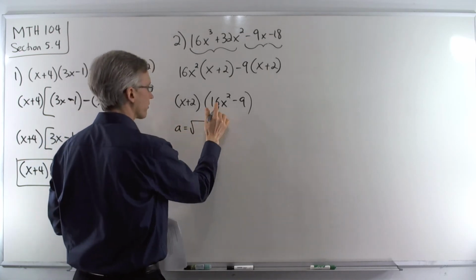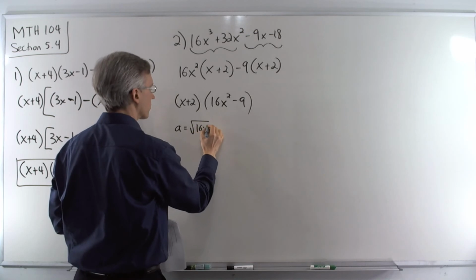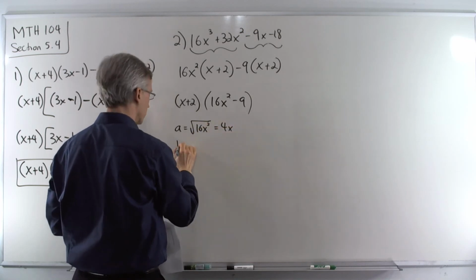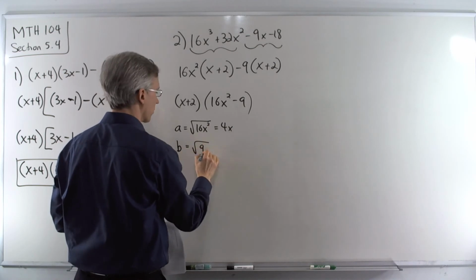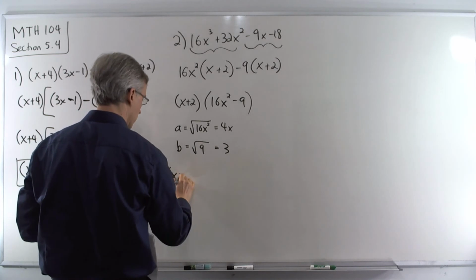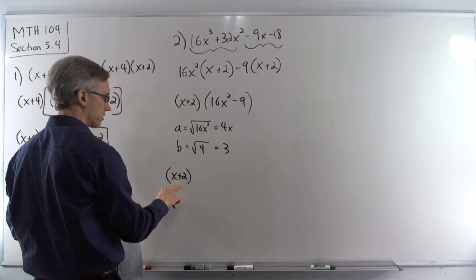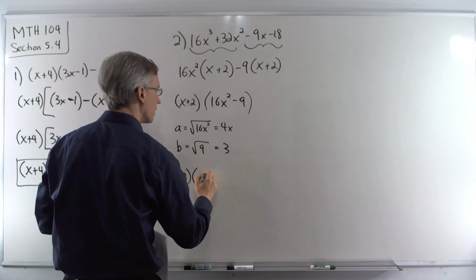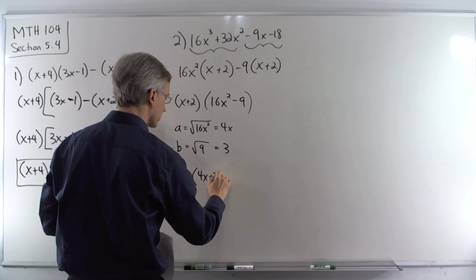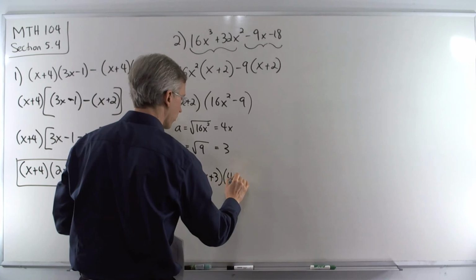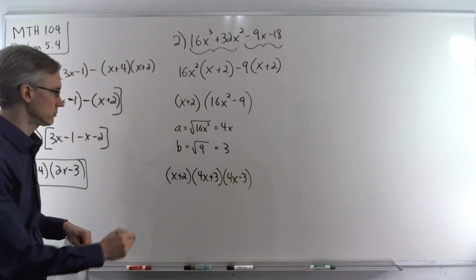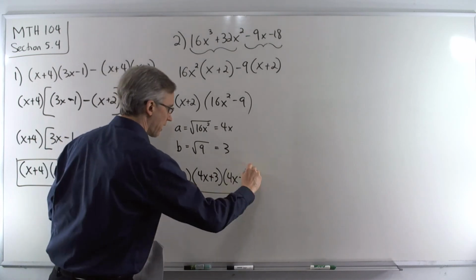Take the square root of the first term. That's 4x. Square root of the second term is 3. Don't forget to keep the x plus 2. And now using the difference of squares formula, we have 4x plus 3, 4x minus 3. And now that one is fully factored.